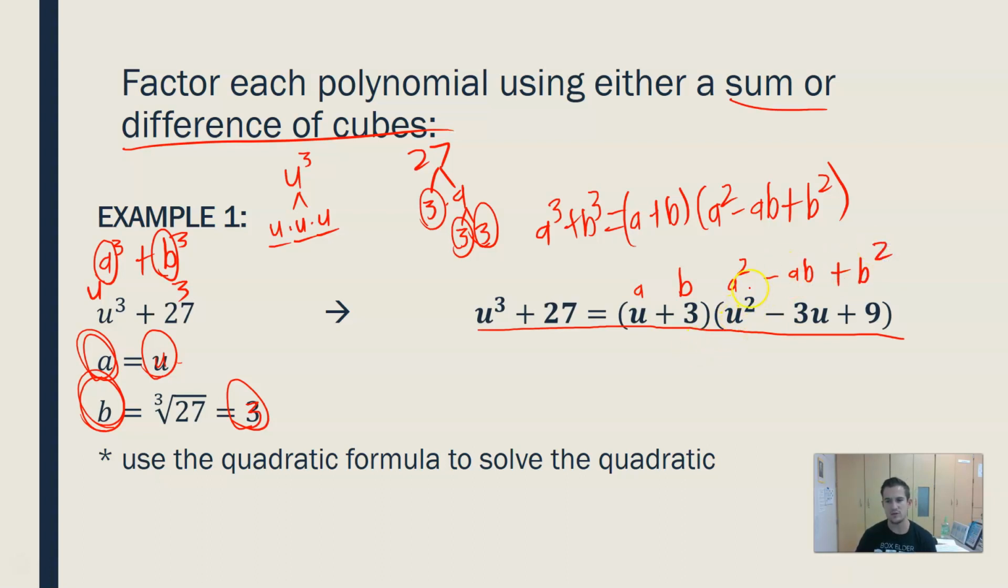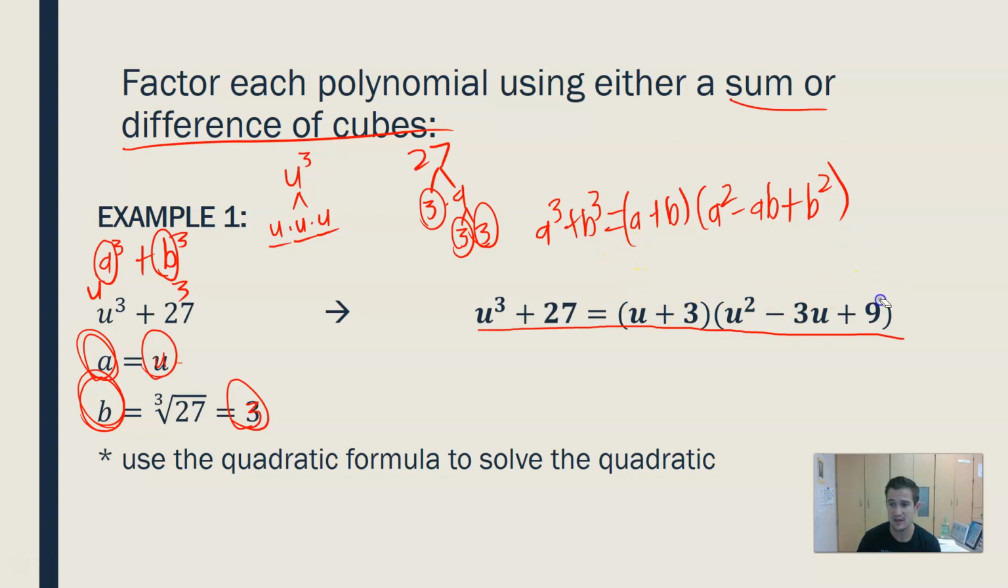So a squared would be u squared. A times b is 3 times u. And b squared is 3 squared, which is 9. So that's the factored form of that sum of cubes. So that's how I would factor that out.